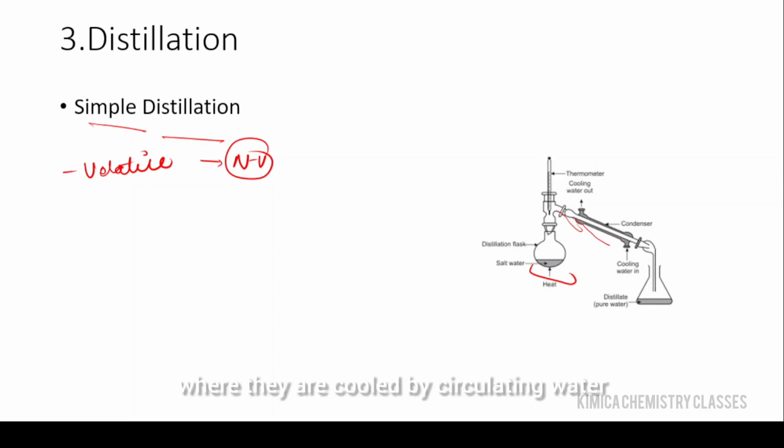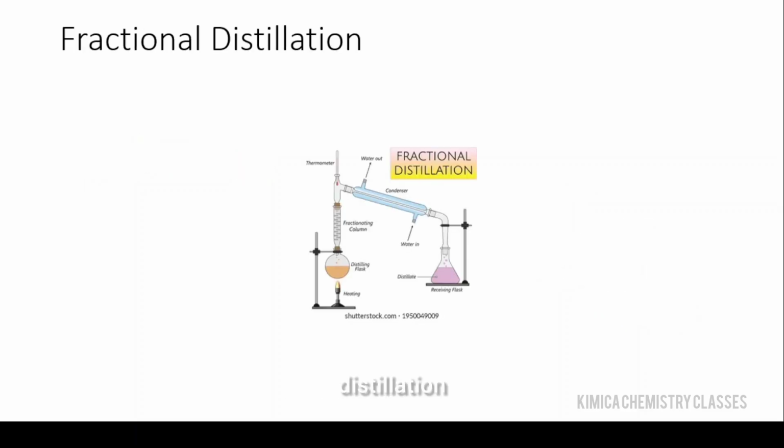Where they are cooled by circulating water and revert to liquid, and this pure liquid is then collected into the receiver flask. This is the receiver flask. In simple words, this is what happens: the compound is placed in this round bottom flask and heated, and their vapors, with the help of the condenser, go into the receiver flask. This is simple distillation. Fractional distillation.